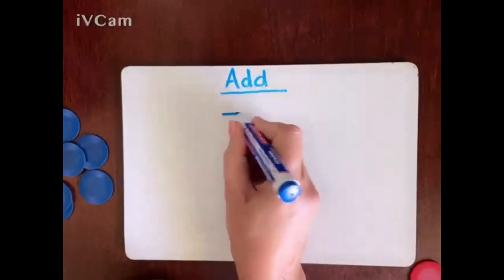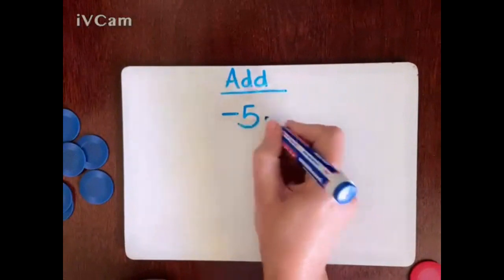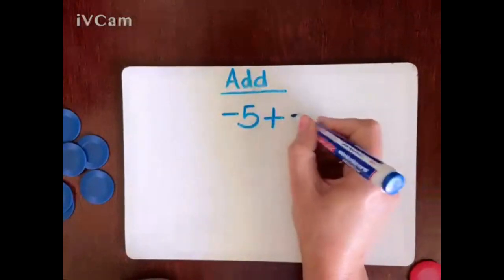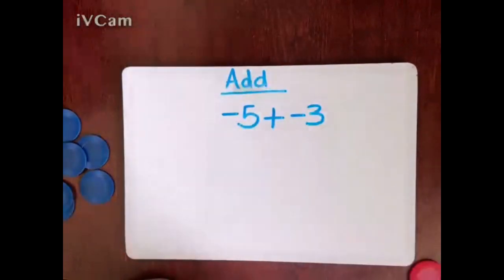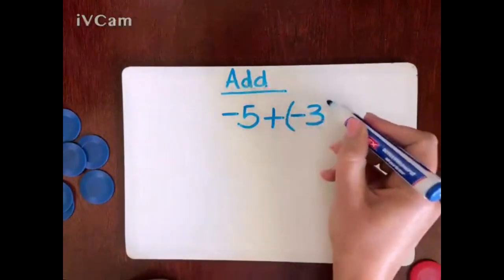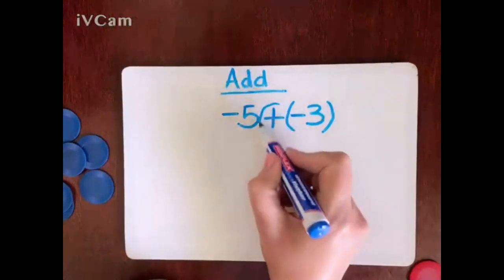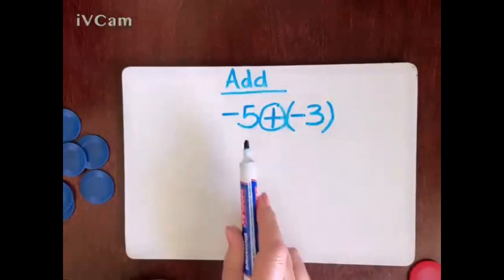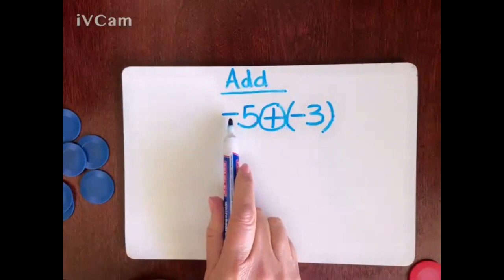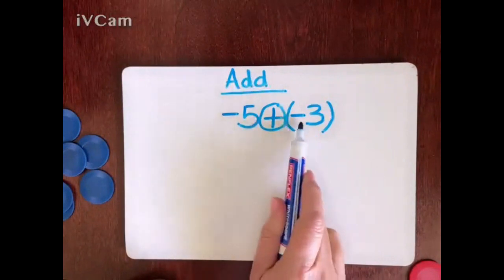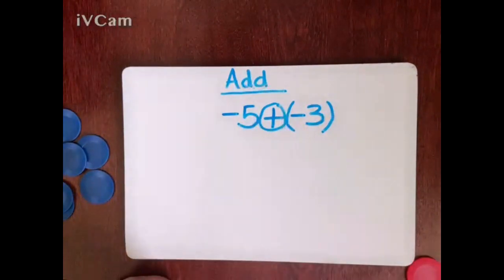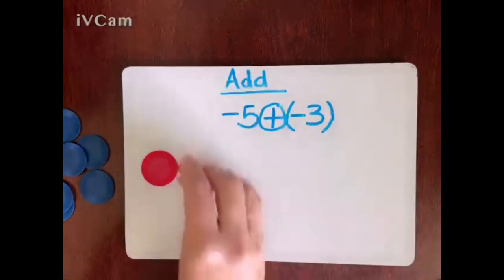Let's add -5 to -3. Usually how we indicate this is with a bracket like this. So we are doing addition. So we are adding 5 negative discs to 3 negative discs. So let's model this situation.